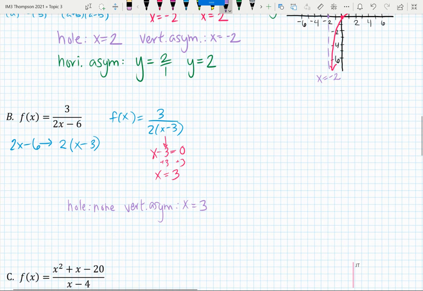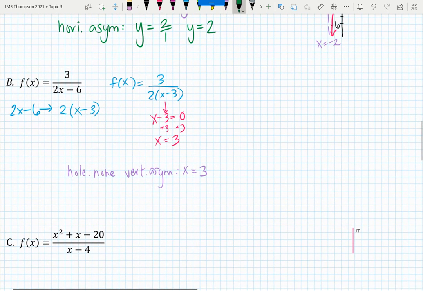Great. Here's my term with the highest exponent. But I don't have one above that matches. So I'm going to do this kind of weird thing here. I need something that matches. So I'm going to just kind of think of it as writing in 0x.